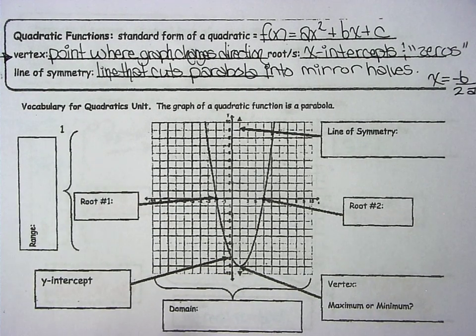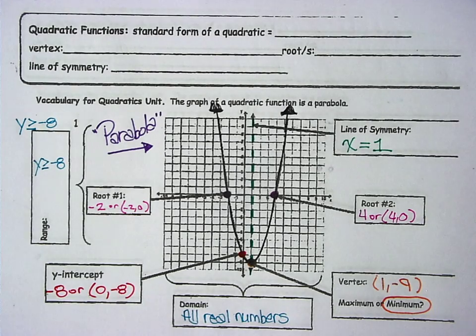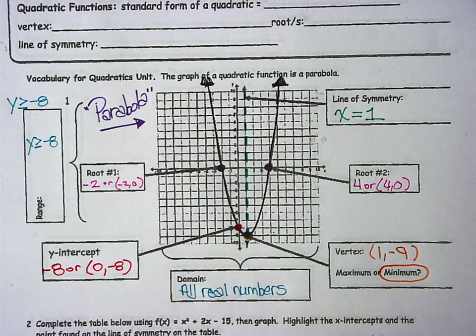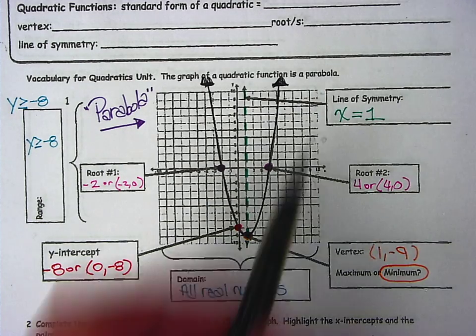So here we go with our graph. Don't get overwhelmed with the graph just yet. Let me explain it, and then feel free to write everything down. So it says the vocabulary for the quadratics unit. The graph of a quadratic function is a parabola. Once again, it's stated right here.